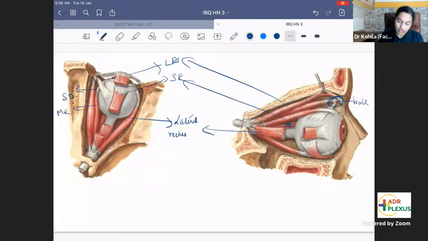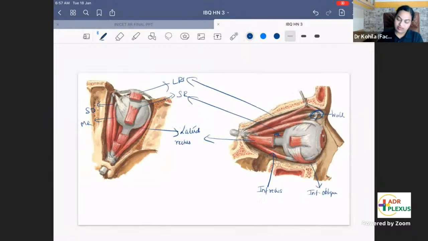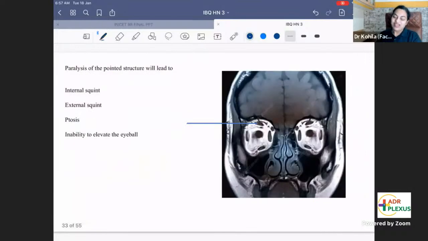Coming to the floor of the orbit, which is visible here, this is inferior rectus. Originating from the floor of the orbit, from the maxilla, this will be inferior oblique. Okay, got it? Now in this picture, tell me, waiting for your answers. The same recti and the oblique muscle, but you should be able to identify in this image. Paralysis of the pointed structure will lead to.